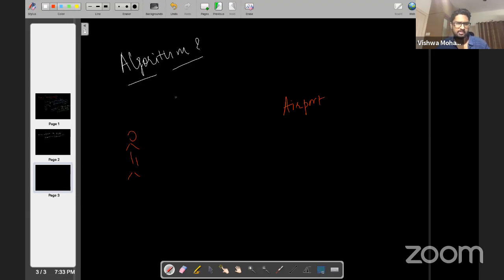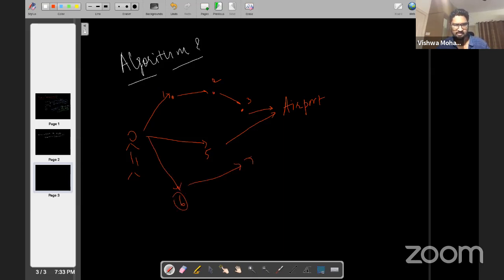Okay, so one way of going to the airport is, this is point 1, this is point 2, this is point 3. So you go from here to 2, 2 to 3, and then you finally go to the airport. Another way to go to the airport will be, you go to point 5, and then from point 5 you directly go to the airport. Another can be, you go to point 6, then you go to point 7, and then you go to the airport, right?